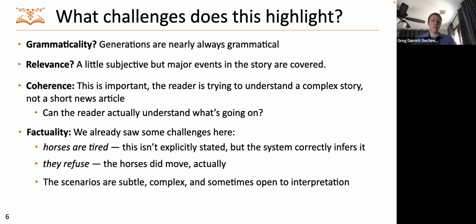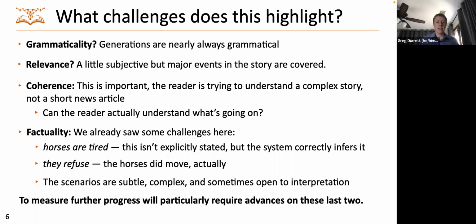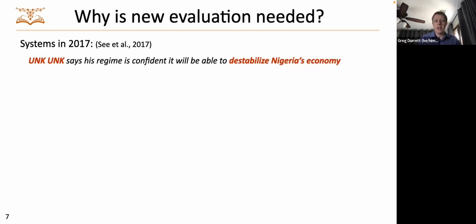And then, of course, something that's a big question in all kinds of summarization is factuality or faithfulness to the original source. And we already saw some problems here. For example, this thing about the horses refusing to move when they actually did move, but also the thing about the horses being tired. It's a little bit tricky to actually confirm that that's correct. That's the kind of thing that might be open to interpretation. So I think we're going to need advances on these last 2 points. And they're obviously areas that have seen a lot of work in the greater ACL community and computational linguistics and NLP in general.